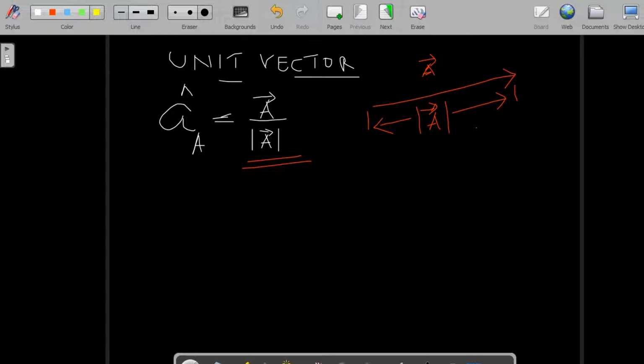So just now we have expressed and defined the unit vector, right? Now for the calculation of a unit vector, it is necessary to calculate the magnitude of a vector, right? So how do we calculate this magnitude of a vector?